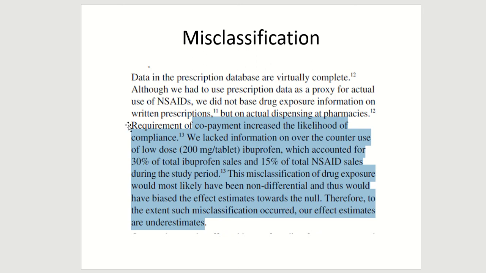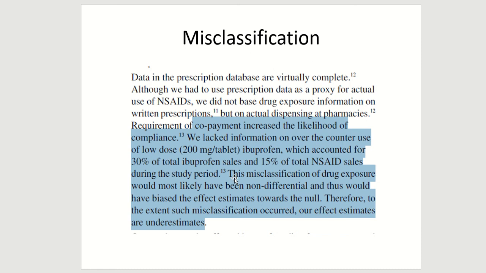But listen to what they say. Requirement of co-payment increases the likelihood of compliance. We lacked information on over-the-counter use of low-dose ibuprofen, which accounted for 30% of total ibuprofen sales and 50% of total NSAID sales during the study period. So, ibuprofen they could not capture. Someone may be taking ibuprofen and they have no knowledge of it, which leads to misclassification. You might misclassify somebody as not exposed even though they are exposed.